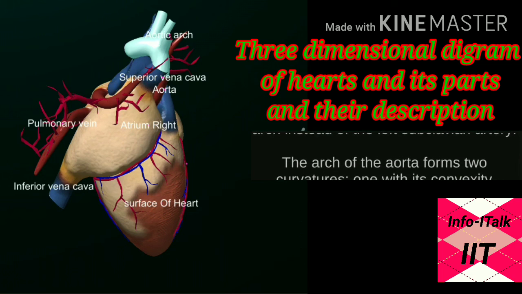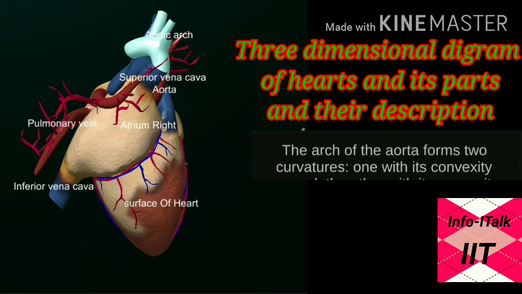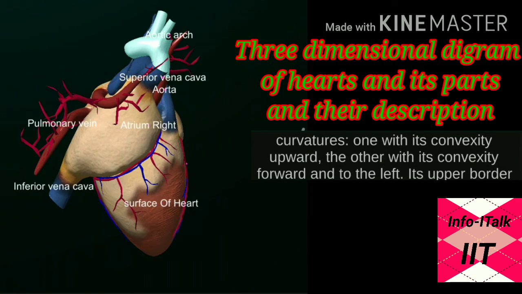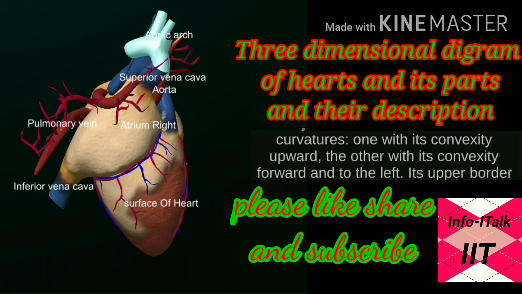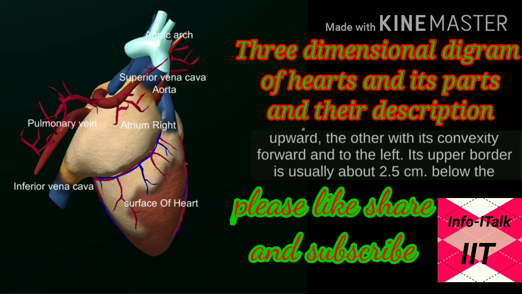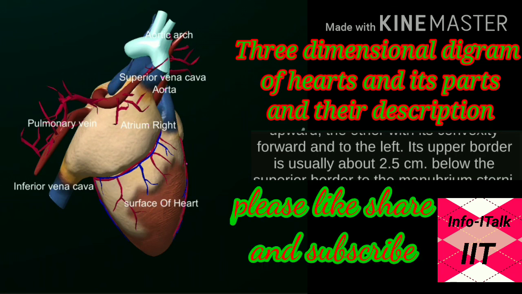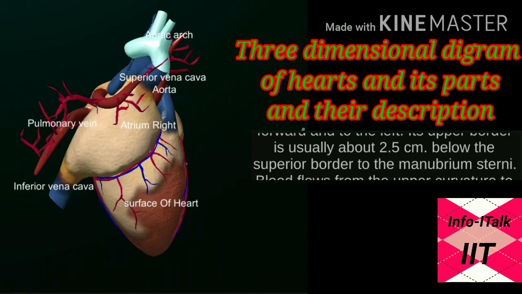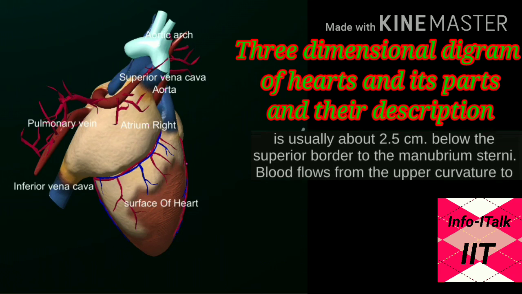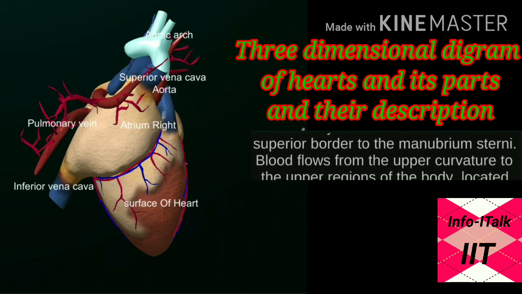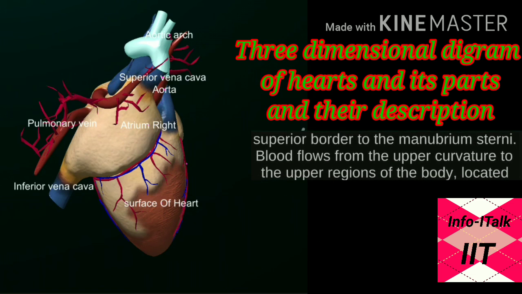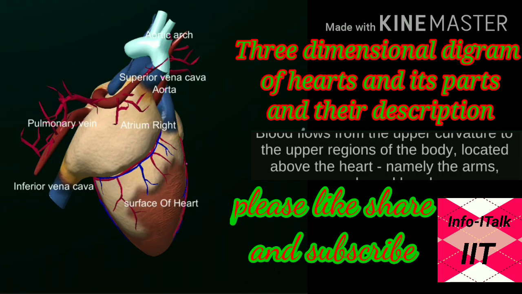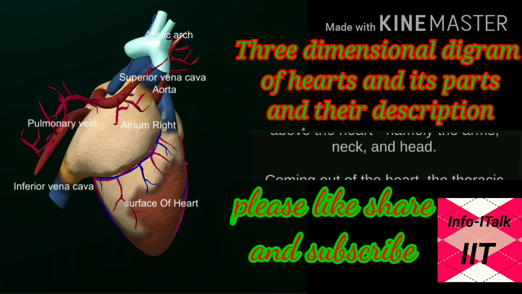The arc of the aorta forms two curvatures, one with its convexity upward, the other with its convexity forward and to the left, and its upper border is usually about 2.5 cm below the superior border of the manubrium, directing blood flow from the upper curvature to the upper region of the body located above the heart, namely the arms, neck, and head.